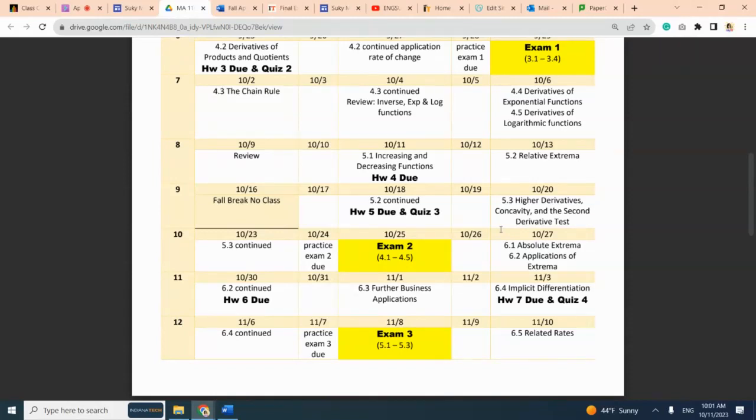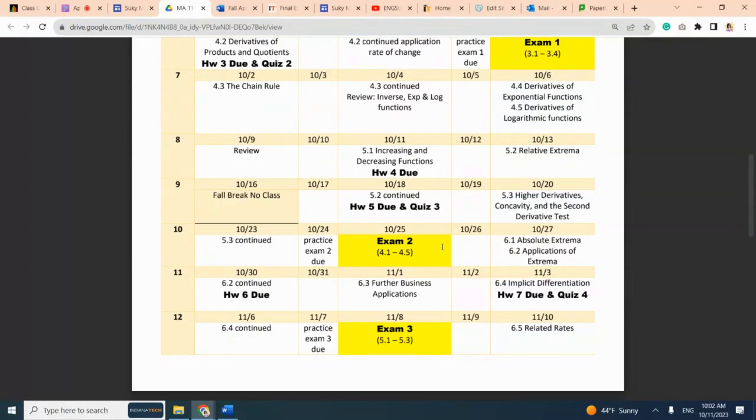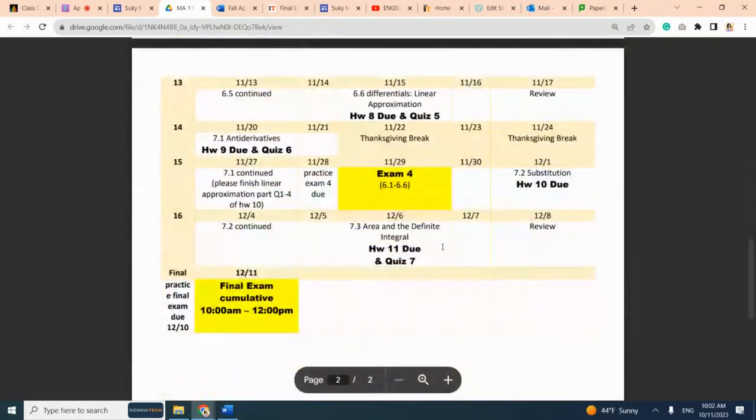Next, homework 5 and quiz 3 are going to be next Wednesday. Exam 2 is Wednesday, October 25th. Because we postponed the homework and exam dates, and our semester must finish within 16 weeks, you will have one week with 2 homeworks due and a quiz. Exam 3 is within 2 weeks because it only covers 3 sessions. That's why it's so fast.